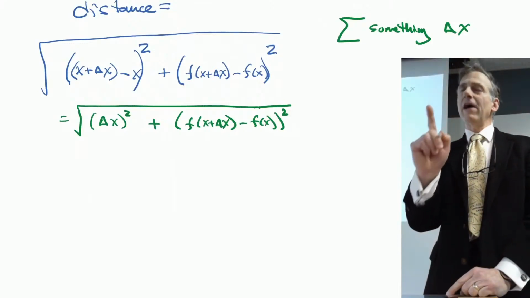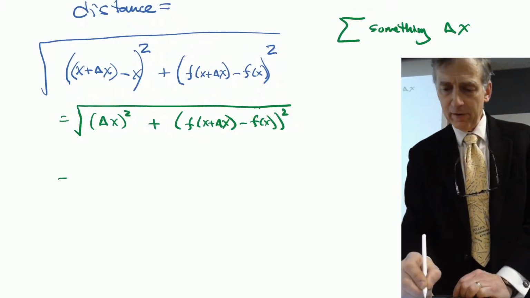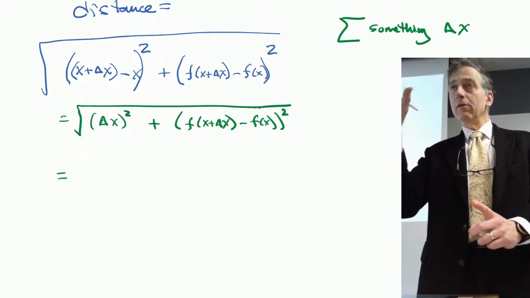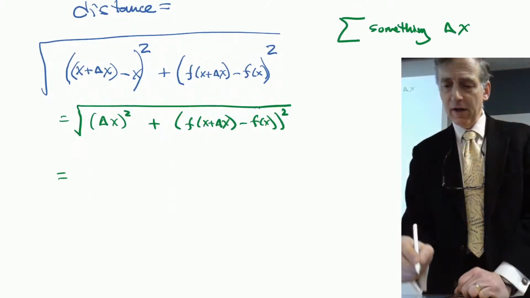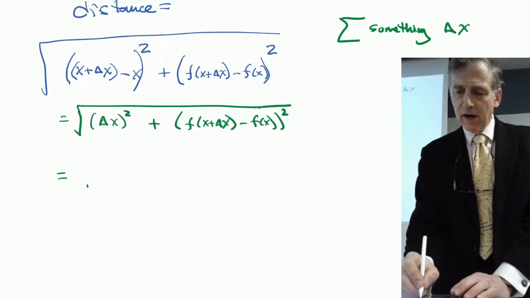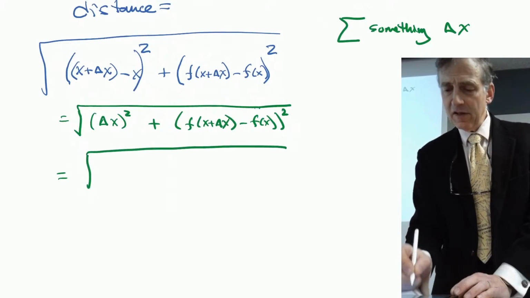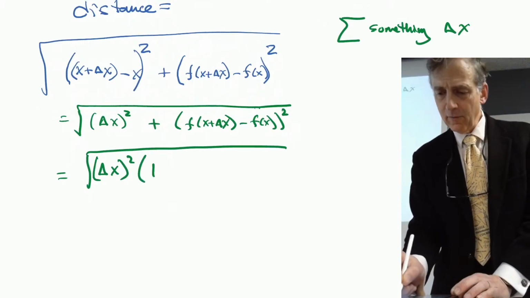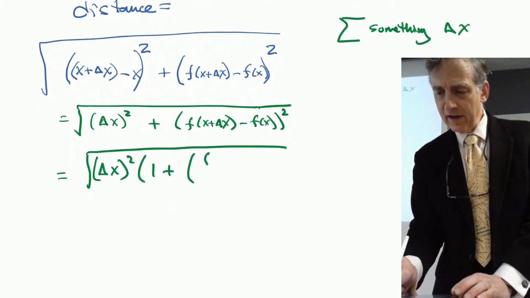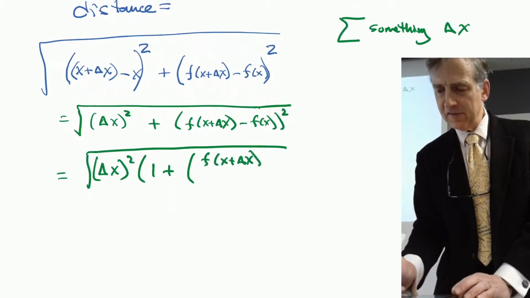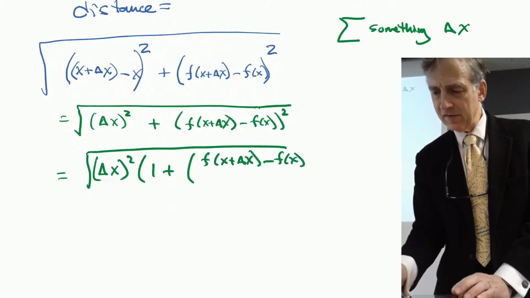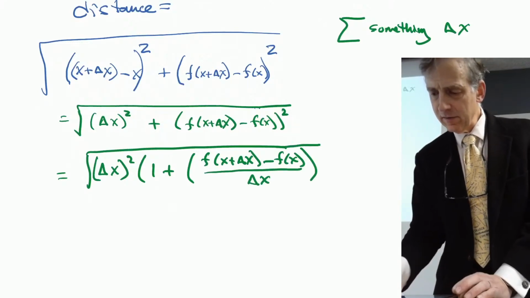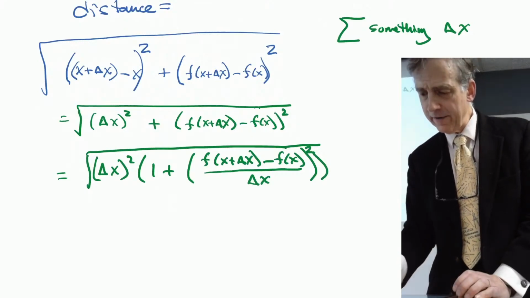So I'm just going to do a little bit of algebra here, and then we will add this thing up. Remember, this is just one single distance, one single step along this arc length. So here's how this is going to look. Essentially, I'm going to factor out delta x squared, 1 plus, give me a sec here, f of x plus delta x minus f of x all over delta x. There we go. Oh, that should be squared.